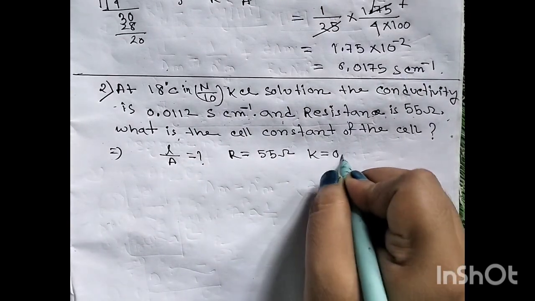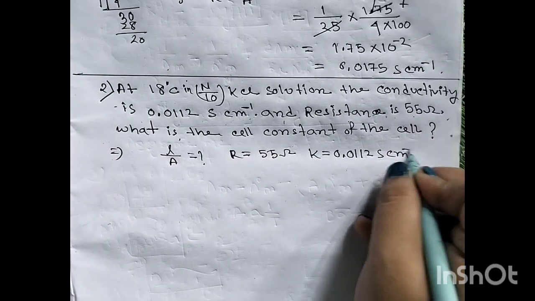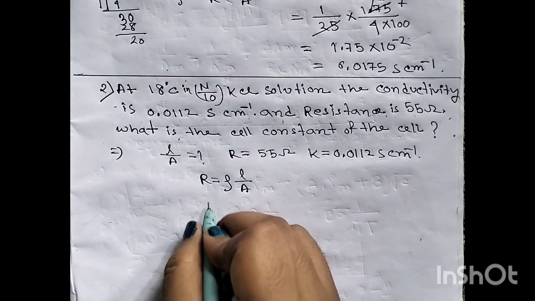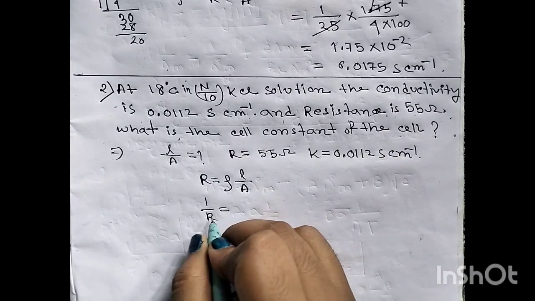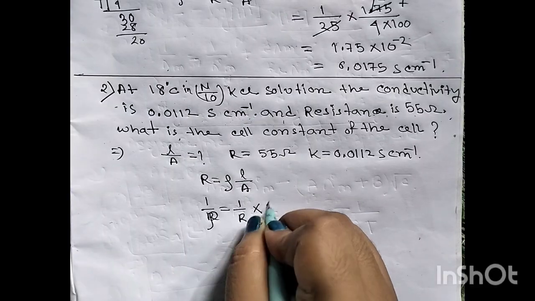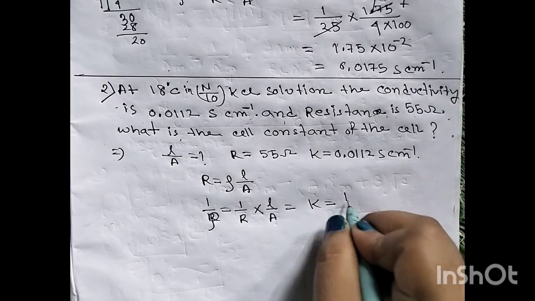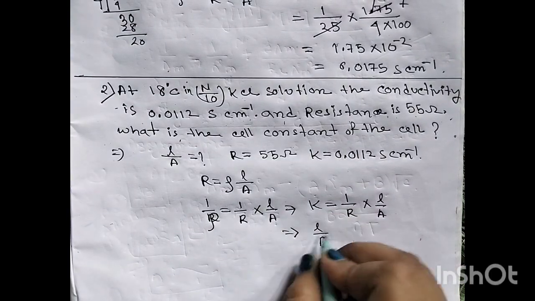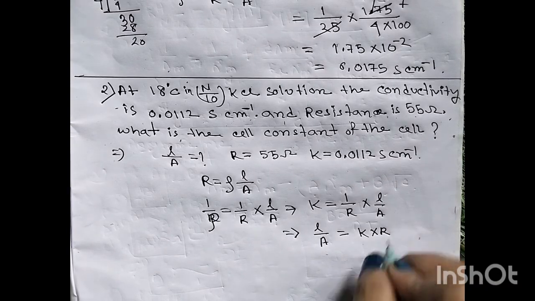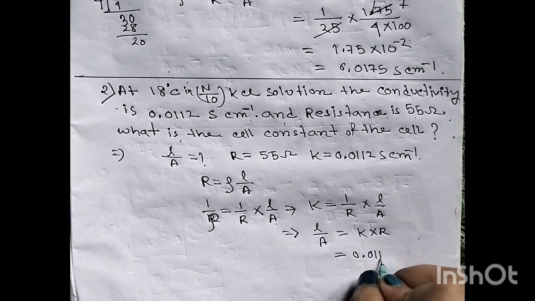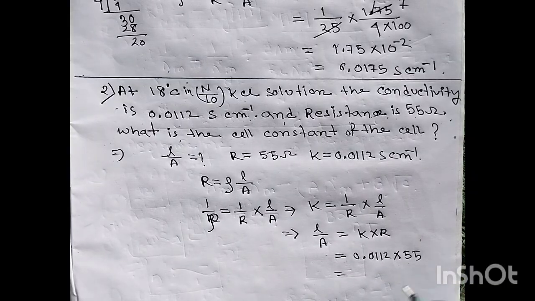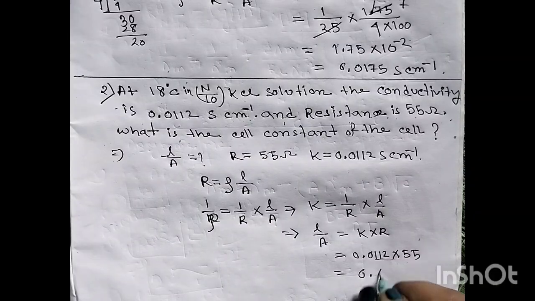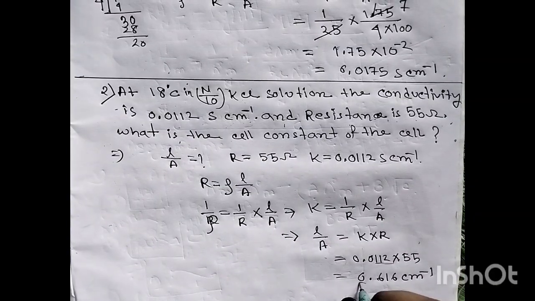and kappa equals 0.0112 Siemens per cm. We know R equals rho L by A, or 1 by R equals 1 by rho into A by L, so kappa equals 1 by R into L by A, or we can write L by A equals kappa into R. Kappa is conductivity, 0.0112 into 55. If we calculate the value, then the answer is 0.616 cm to the power minus 1.